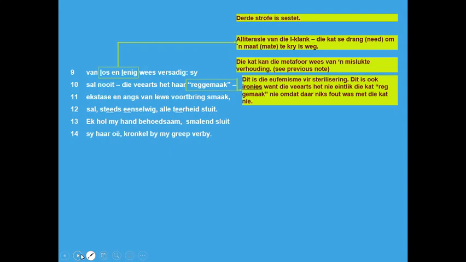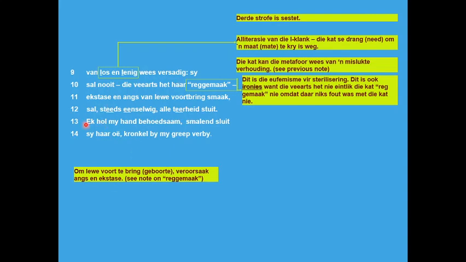Reggemaak, dit is euphemisme vir sterilisering. So it's euphemism for sterilization. You know what a euphemism is? It's like saying hy het lepel in die dak gesteek instead of saying hy is dood, né? So instead of saying he died, you will say he kicked the bucket or something like that. It is a softened example or softened way of saying something cruel. All right? Dit is ook ironies, so it's also ironic, because die veearts het nie eintlik die kat reggemaak nie. The veterinarian didn't actually fix the cat, want daar was niks fout met die kat nie. There was nothing wrong with this cat to begin with.